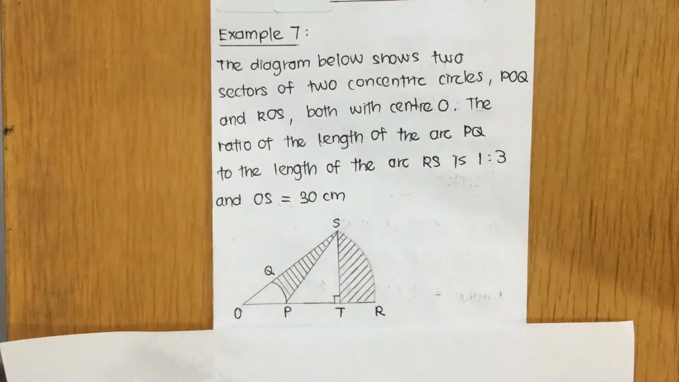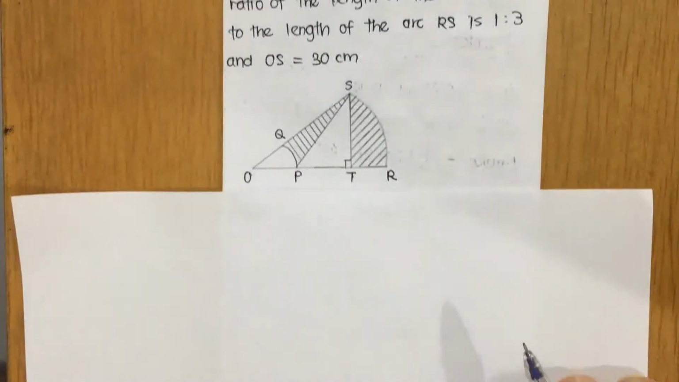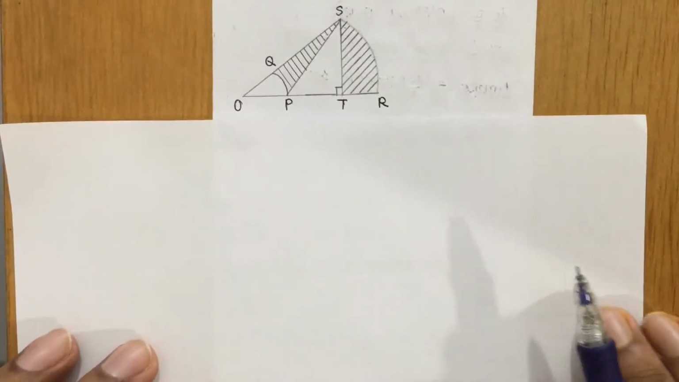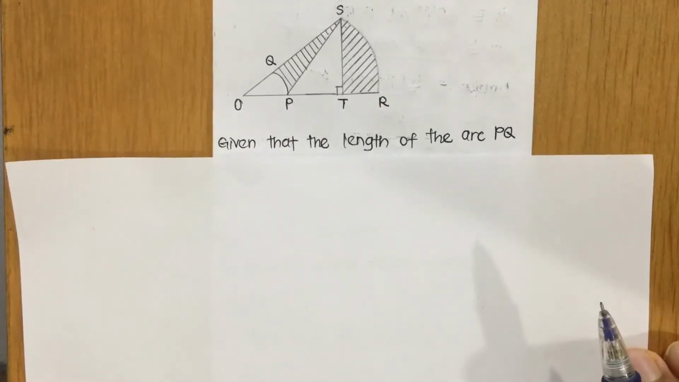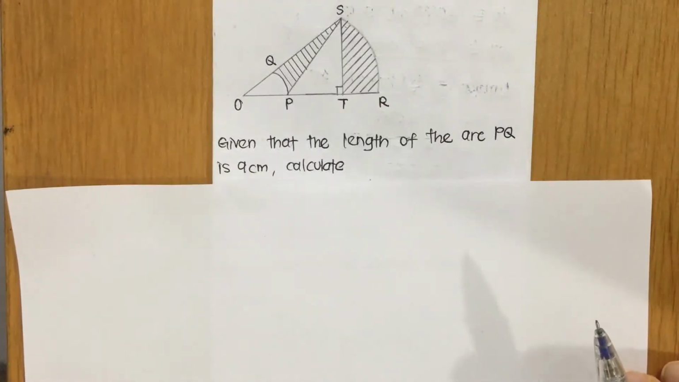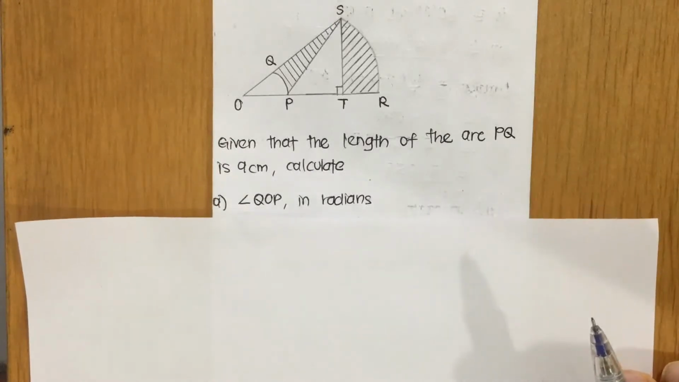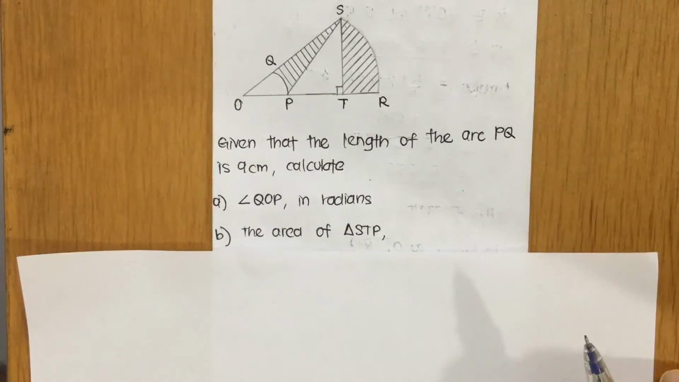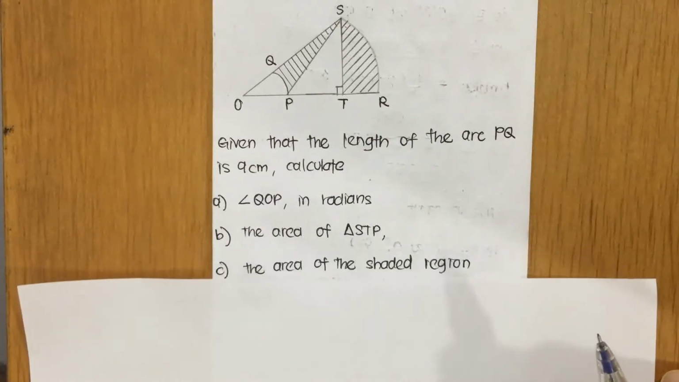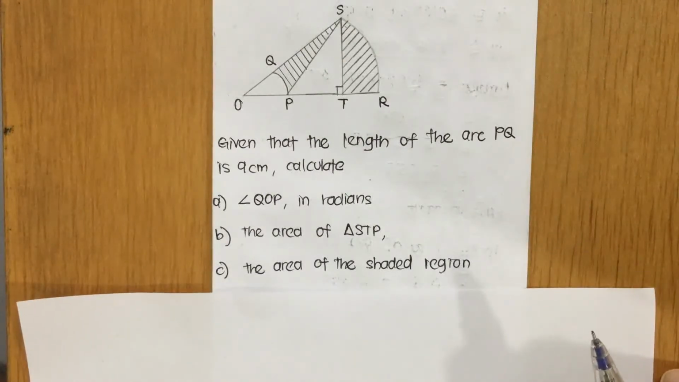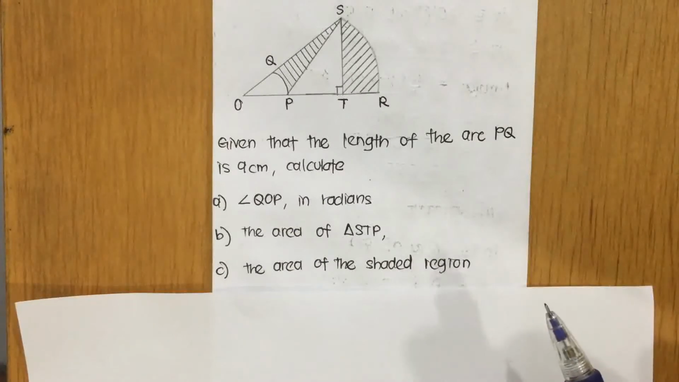OS. Continue to read the remaining question. Let me pull the paper up. Given that the length of the arc PQ is 9 centimeter, calculate angle QOP in radians, the area of triangle STP, the area of the shaded region. So this is the requirement from the question, guys.